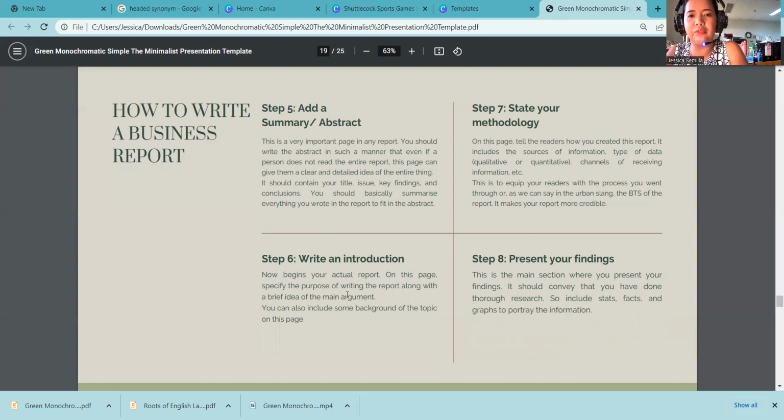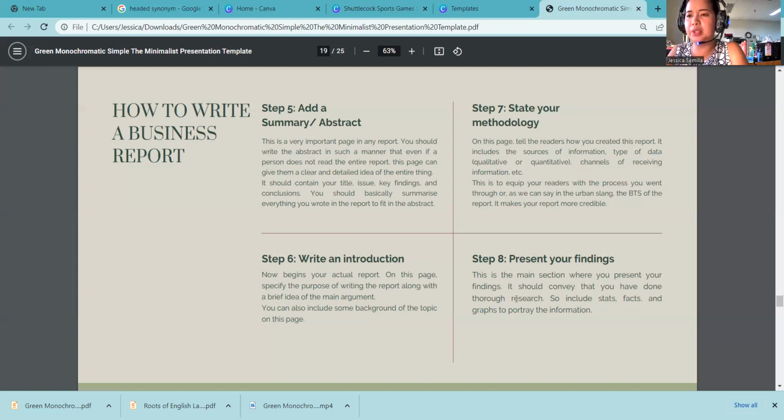Next one is writing an introduction. The introduction covers the problem of the report, the purpose of the report, and the significance of the report. The next one is the methodology. Methodology is basically the channel or medium of how the report was presented, how it was counted, and what instruments were used to equip and to tally the results.